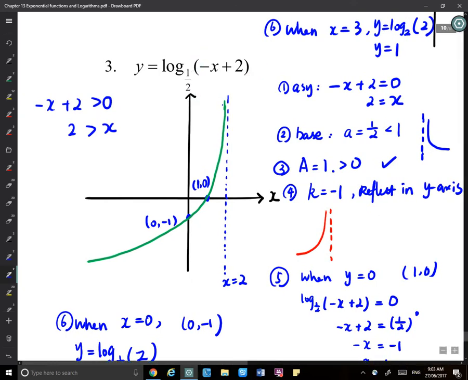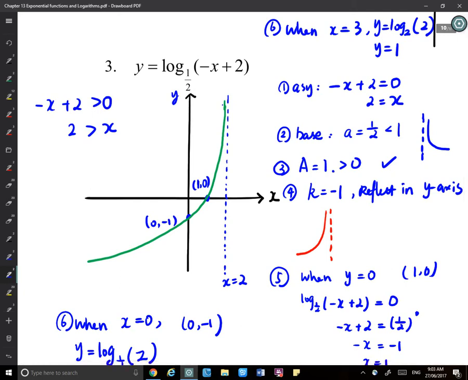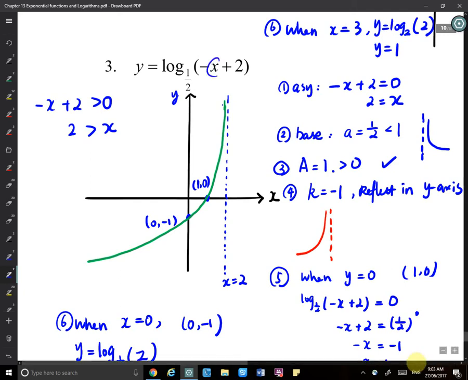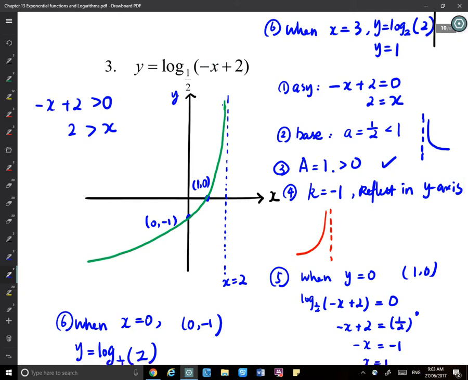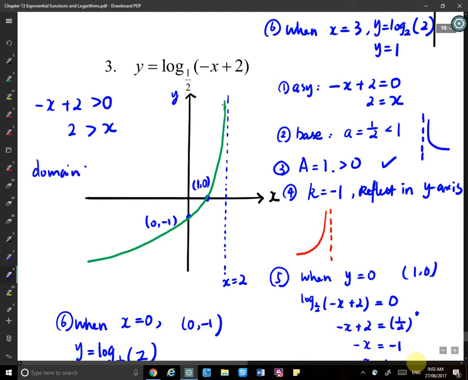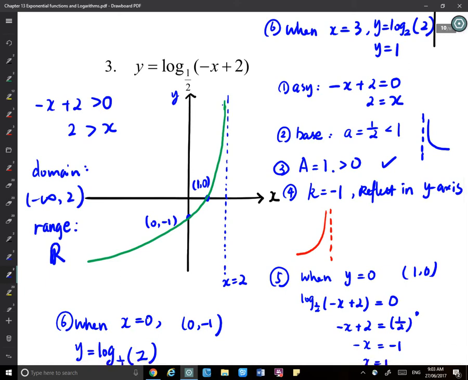So for example, let's say x equals 3, there's -3 plus 2. You have -1 in the log, which is impossible to solve. You can't have -1 in the bracket, so it can't be solved. So the domain in this question will be -∞ to 2. And the range will still be R. Okay, you can see from the graph, what the graph has will be your domain. Okay, that side.